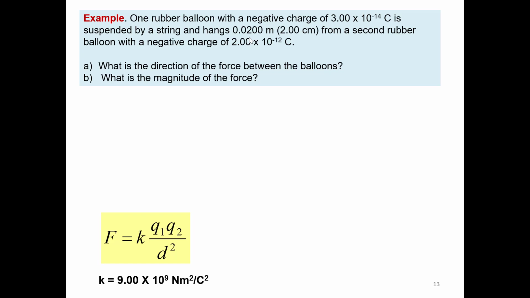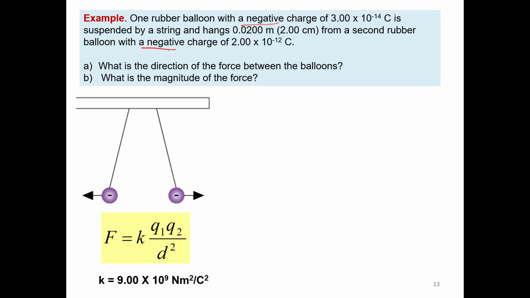Then we want to calculate the direction of the force between the balloons and the magnitude of the force. To know the direction, we need to pay attention to what kind of charges we have, because both charges are negative. Then we know if they are like charges, the force is repulsive. In this case, this will be the direction of the force. Now we want to calculate the magnitude.